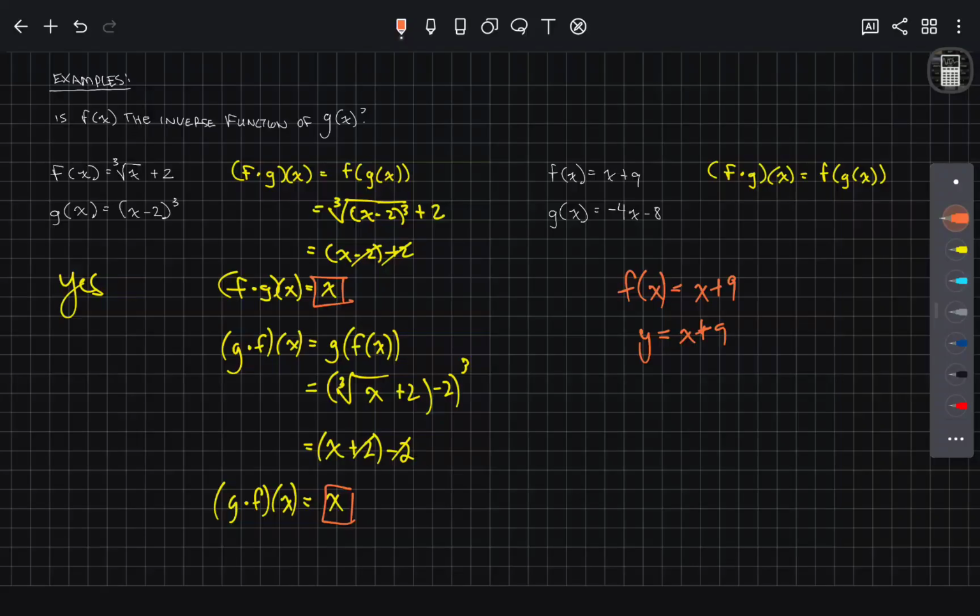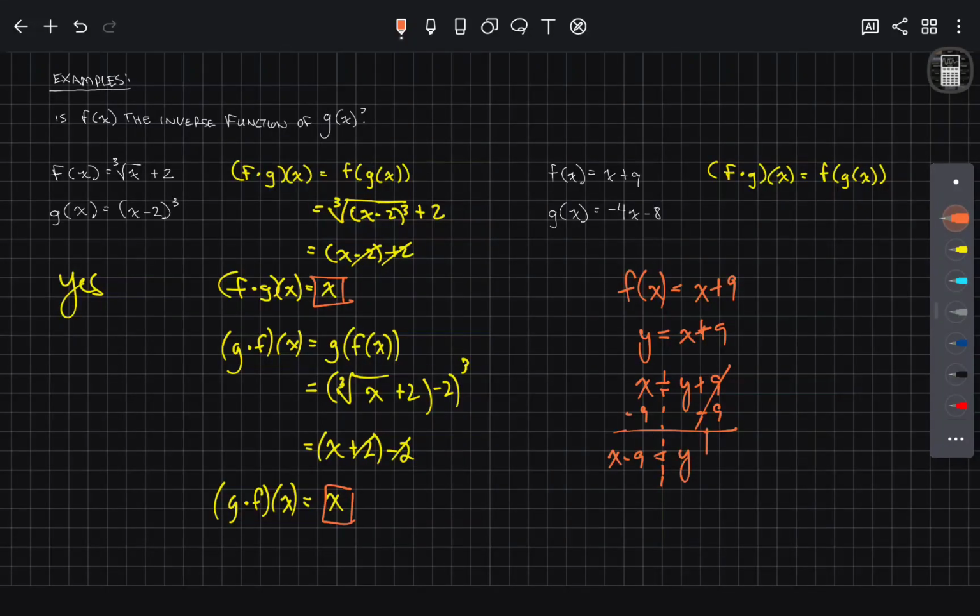An inverted function means the x and y values have been switched, and now we need to solve for y all over again. So I'm going to rewrite this as x equals y plus 9. I swapped them. Now we have to solve for y all over again. We can do that by solving a simple one-step equation. Minus 9, minus 9. That creates a zero pair, and y equals x minus 9.